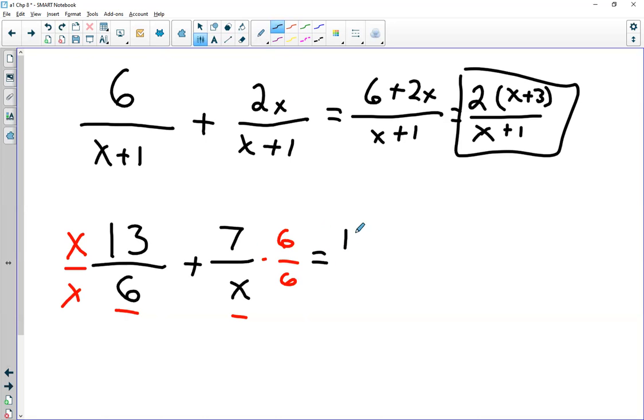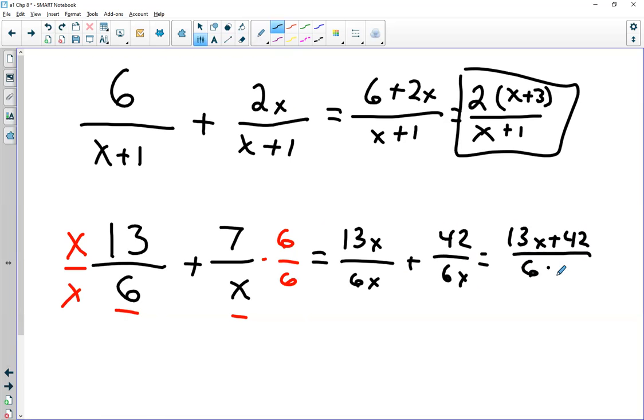So this is going to be 13x over 6x plus 6 times 7, 42 over 6x. Now we can combine it: 13x plus 42 over 6x. Can you take out anything in common? No, we just check 13, 26, 39. No, it's not going to give you 42. Nothing can be taken out. Nothing's in common with them, so we're done.